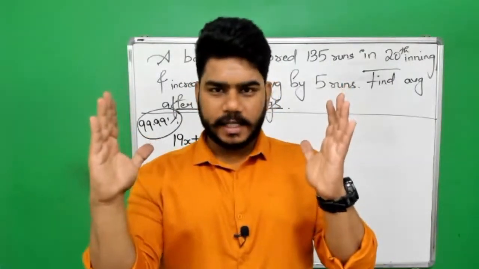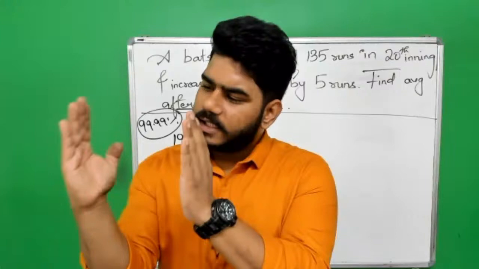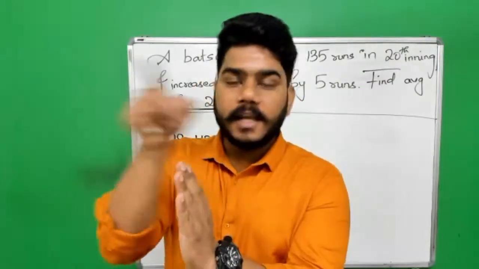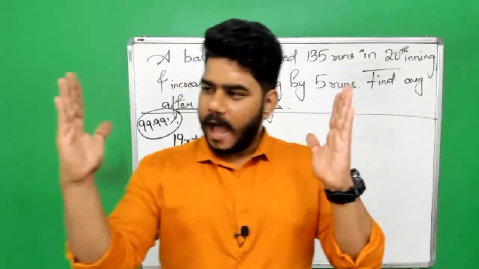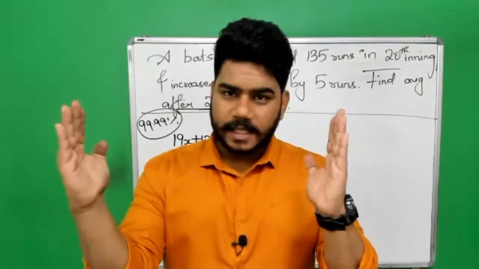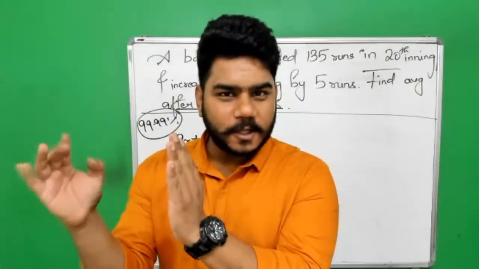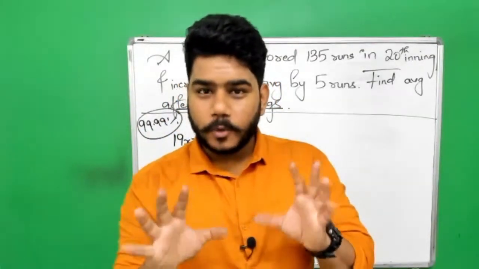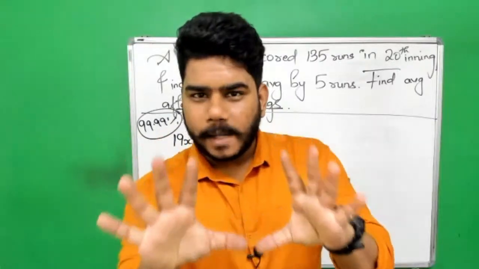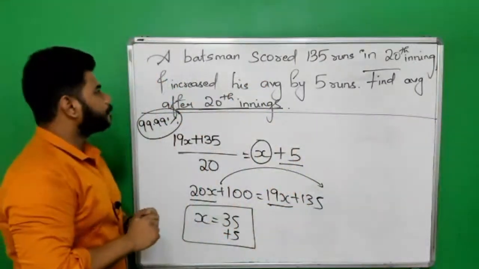Sir, I have scored 90. In this 90, if I've scored 30% extra, the remaining 60 was my initial average. I repeat, I have scored 90. In this 90, if I've scored 30% extra, the remaining 60 was my initial average. I hope you have understood the technique. Now I'll apply the same technique in this sum.